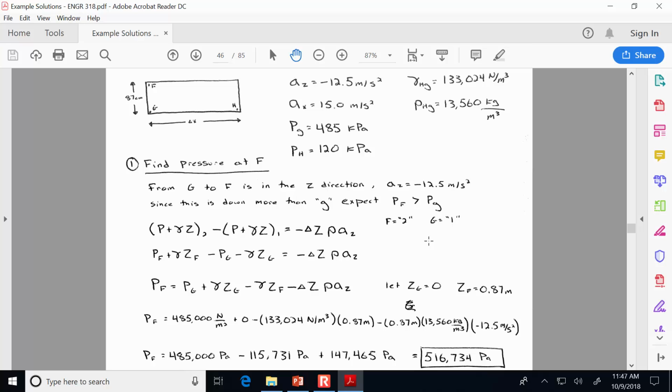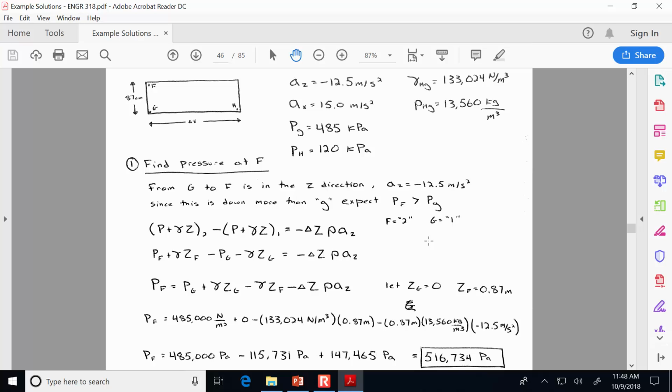Okay, I've got the solution on the screen to find the pressure at F. Remember that our convention is that when we're thinking vertically, because to find the pressure at F we have to consider this vertical acceleration, it's accelerating down at 12.5 meters per second squared, whatever's higher is location 2. So here, point F is location 2, and point G is location 1.